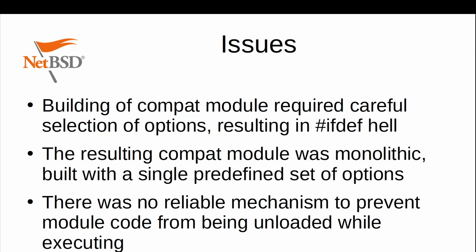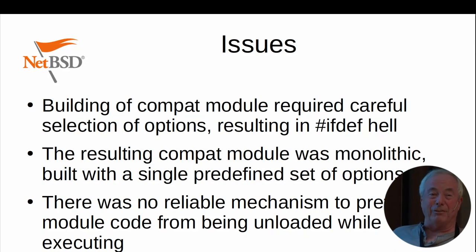Some of the big issues are the fact that the compat code was all controlled by a bunch of ifdef spaghetti. There's a compat XX for every single version of NetBSD that's ever been issued. And it gets kind of nested at times and got really messy. And the hard job was to pull it all apart and separate the code out. The code that you need for compat 5.0 goes in one module. The code you need for compat 6.0 goes in another module. And sometimes the compat code replaced other compat code.